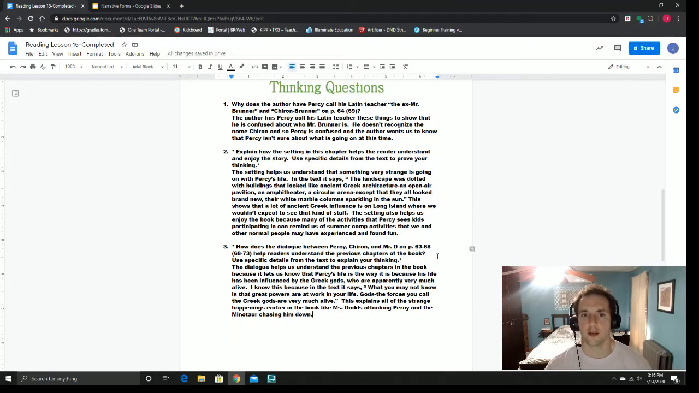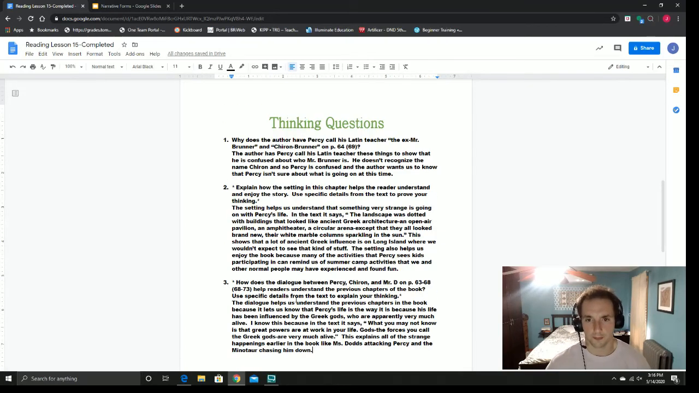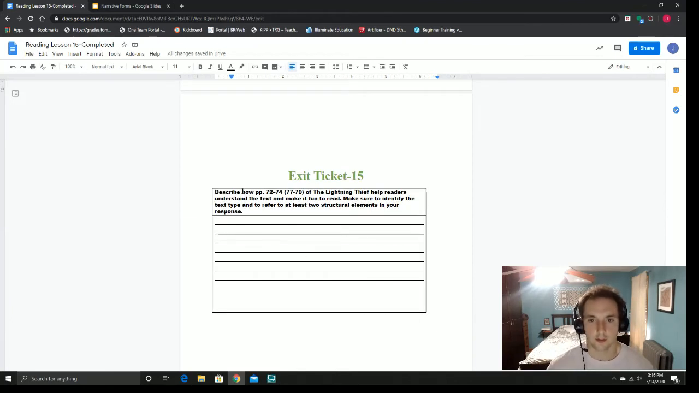So with each one of these, we thought about a different element of the story and how that element helped us understand it and how it helped us enjoy it. In question number 2, we thought about the setting and how the setting affected the story and what it helped us understand. And then in question 3, we talked about the dialogue and the characters, how they helped us understand the story and how they helped us to enjoy the story. And so when we go to our exit ticket, it asks us to describe how these pages of The Lightning Thief help readers understand the text and make it fun to read, which is what we already did.